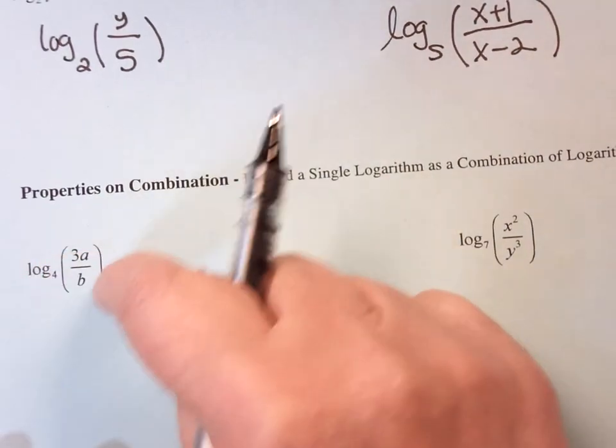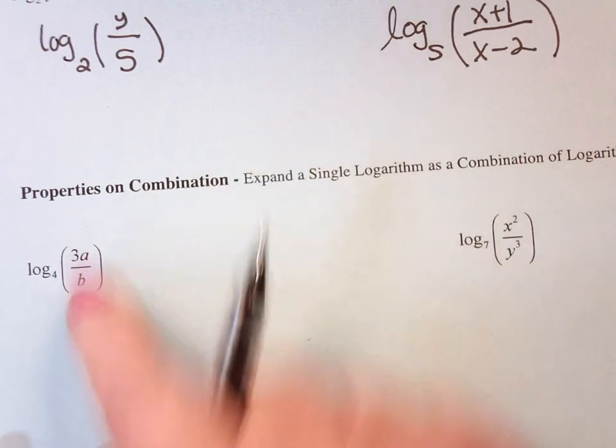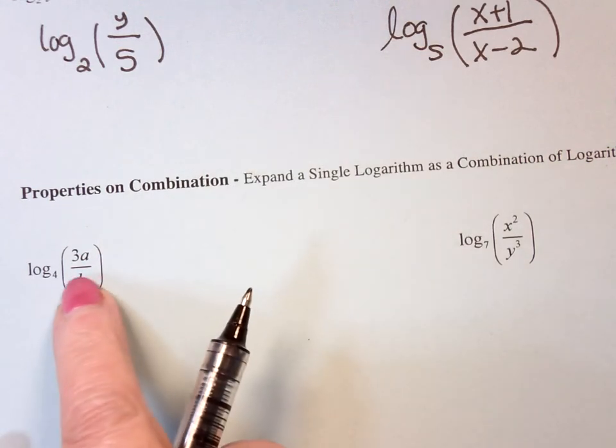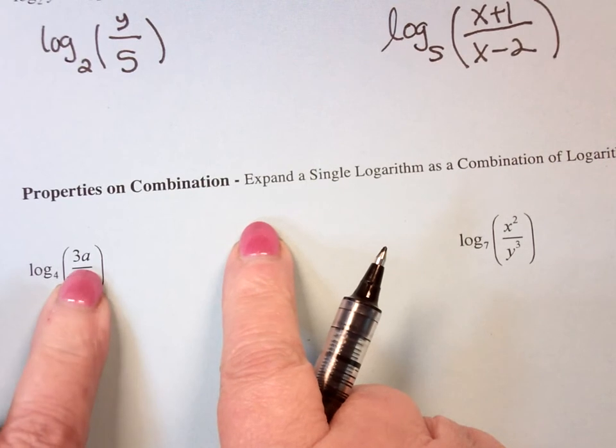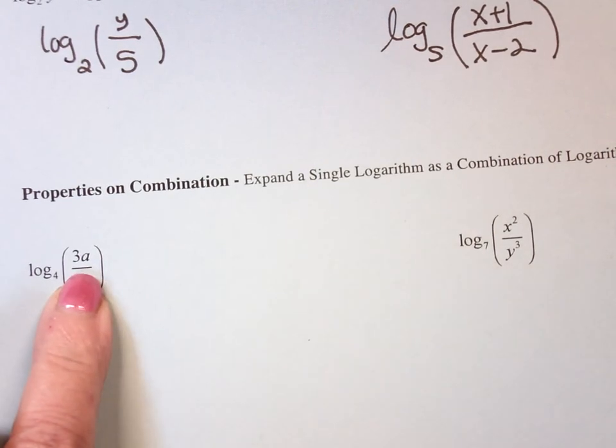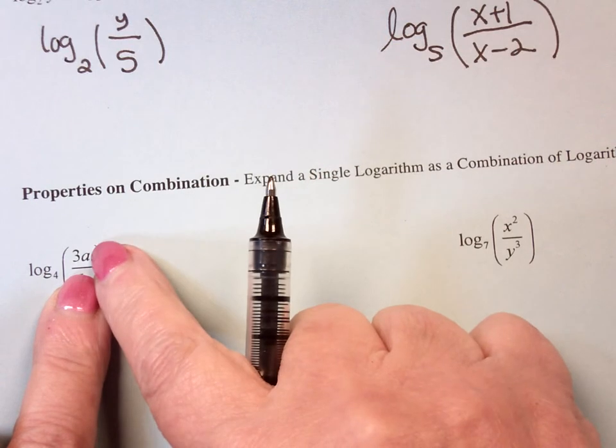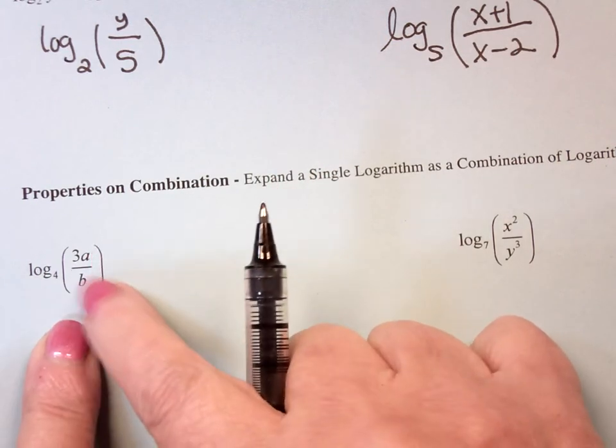Here's the log of 3a over b. By the way, the property 3, the division, takes precedence, because you've got to get those two things apart so you can deal with them. Because if you just had the numerator by itself, that would be property 1. But unfortunately, I can't break that numerator apart until I get it away from the denominator.